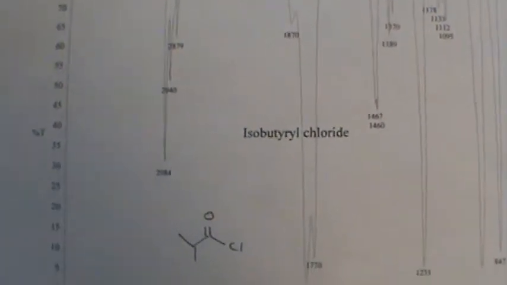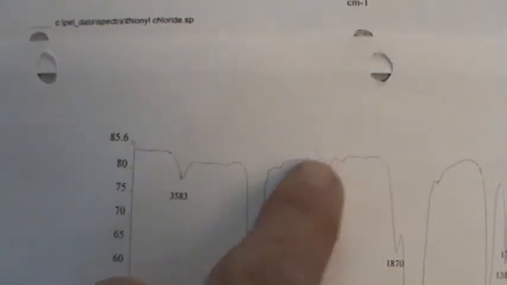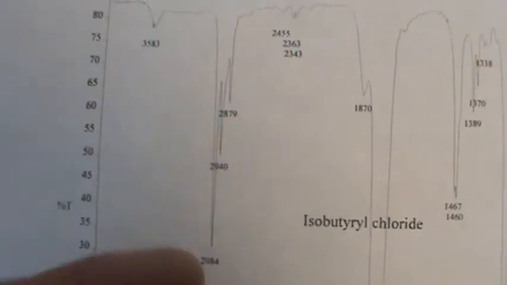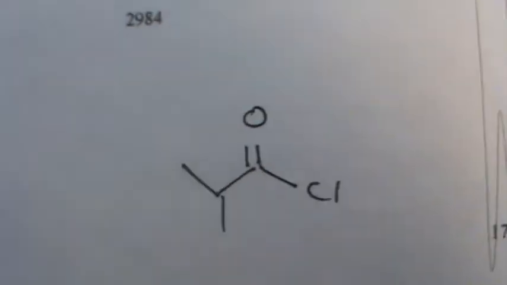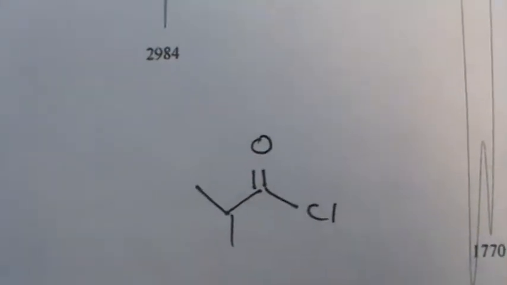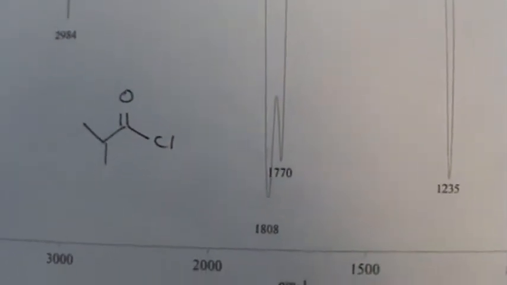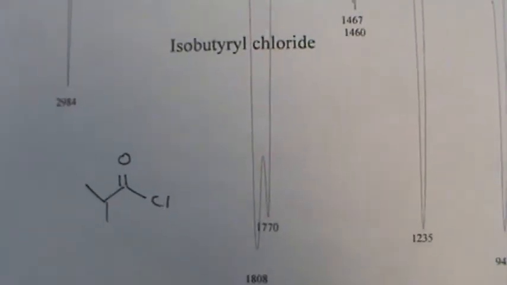So, the product, isobutyryl chloride. Again, now clearly you can see there's no more carboxylic acid OH stretch, that mound, you don't see that. You see peaks here just under 3000. All of these are carbon sp3 hydrogen stretches. You go to the carbonyl of acid chlorides, and you can see that clearly there's two peaks, 1770, 1808. Both of those are part of the C double bond O stretch.